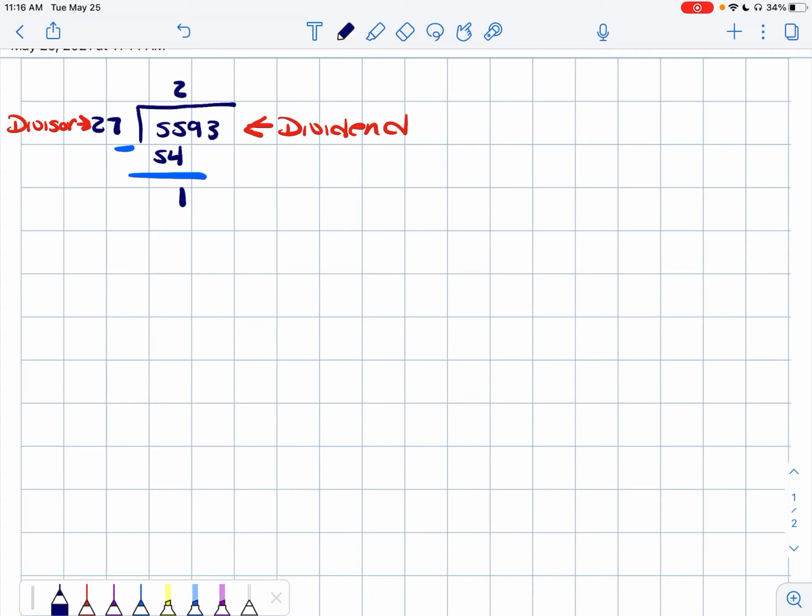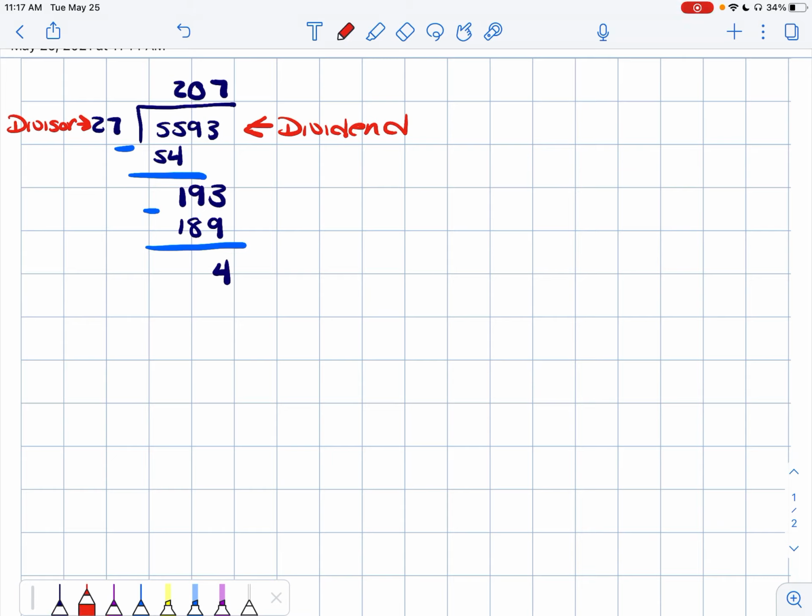Now we bring down the next digit, which is a 9, okay? And then we do it again. So we ask ourselves, how many times does 27 go into 19? Well, it doesn't, so we're going to put a 0 in our quotient and bring down the next digit, which is a 3. So now we're looking at how many times does 27 go into 193, and that would be 7 times. So then we multiply. 7 times 27 is 189, and we subtract. So 193 minus 189 is equal to 4.